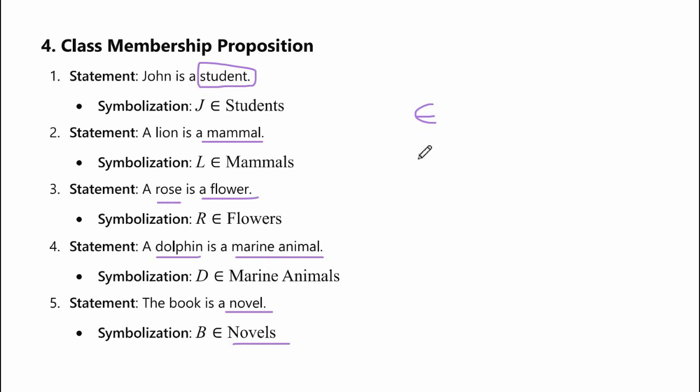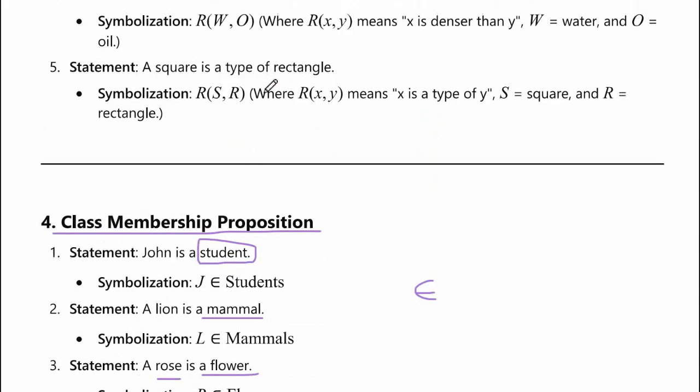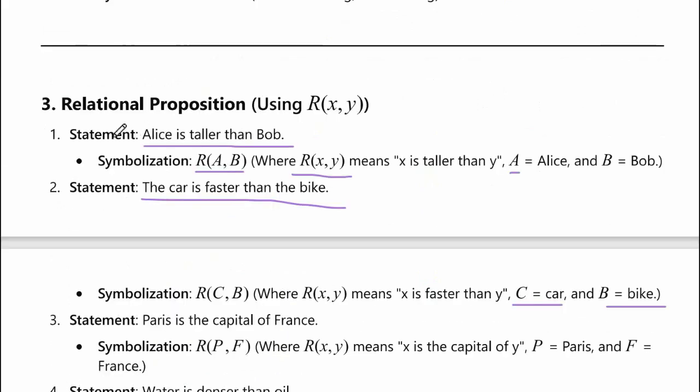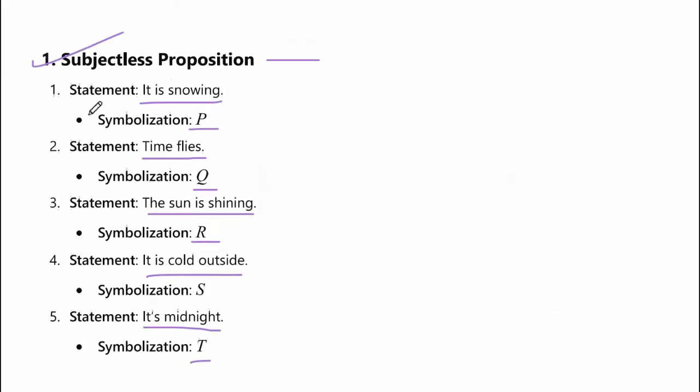So we just have to symbolize it and say that it's a class membership proposition if they ask us for the proposition type. So there are four of them: class membership, relational proposition, subject predicate, and subjectless.